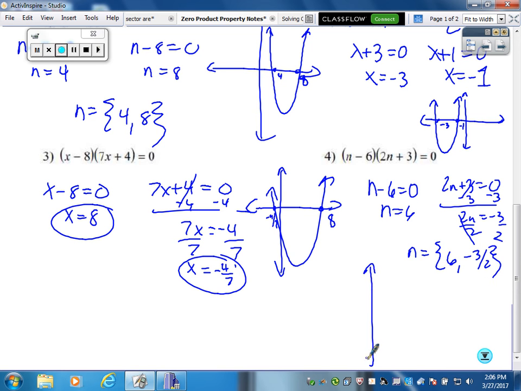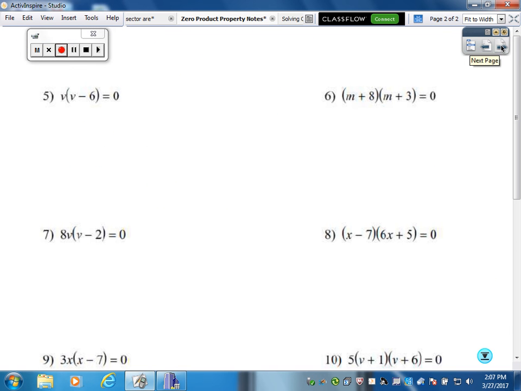So I go to my graph. So positive 6 over here, negative 3/2. That's negative 1.5, so about right here. And I graph it. All right, you can keep practicing that, but I'm going to skip ahead to some that are a little bit different. It's actually the very next one, so that's not a big skip.